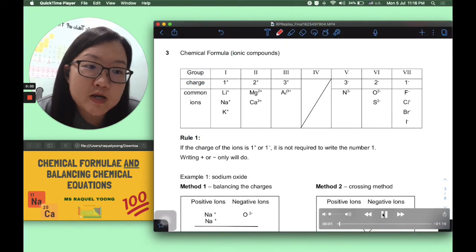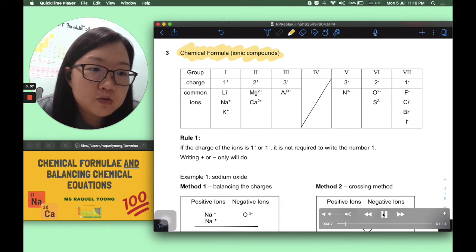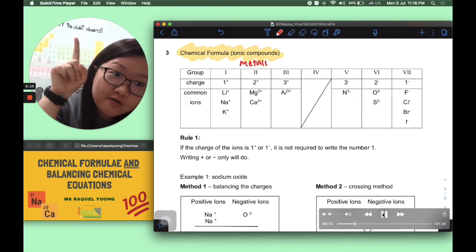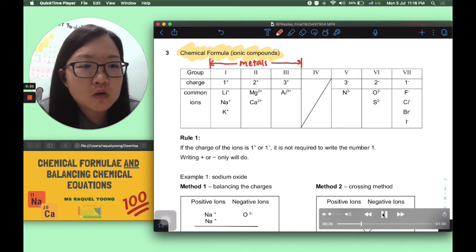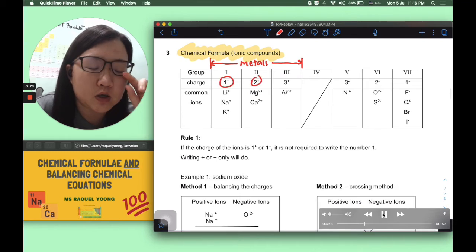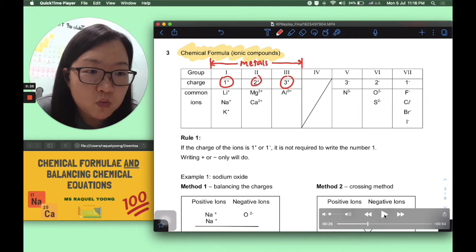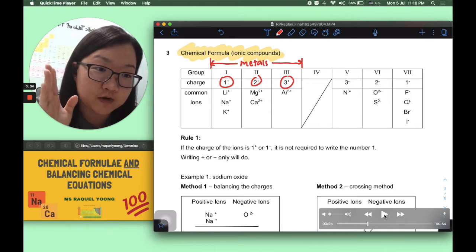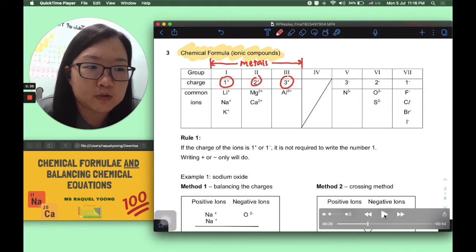Let's turn to the next page and look at part 3, chemical formula of ionic compounds. So in this part in general, we will make good use of our periodic table of the elements to help us quickly determine the charge on our cation and anion. As you can see for group 1 to 3, we know that these are the metals, right? They are on the left-hand side of the periodic table, and metals will tend to lose electrons to form cations.